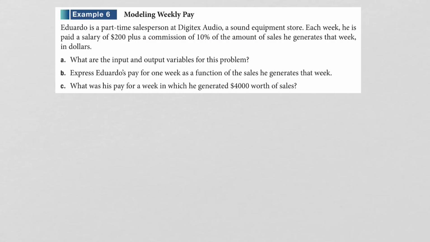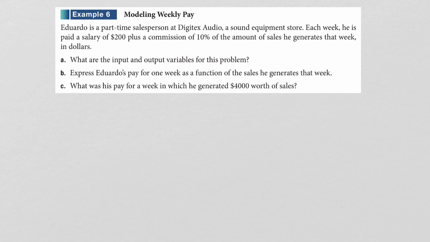So here we have an example modeling weekly pay. It says Eduardo is a part-time salesperson at Digitex Audio, a sound equipment store. Each week, he is paid a salary of $200 plus a commission of 10% of the amount of sales he generates for that week in dollars. What are the input and output variables for this problem?